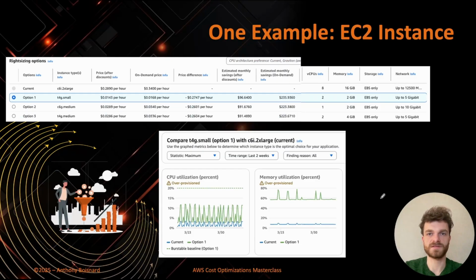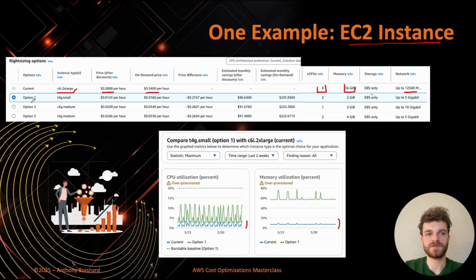One other example is EC2 instance. So this is for right sizing. This is the current instance type you are using. And so you pay this price or this price on demand. And this is the number of CPUs you are using right now and the amount of memory, also the storage and the network. So because you are not using a lot of CPU and memory, you can see here the result in blue.